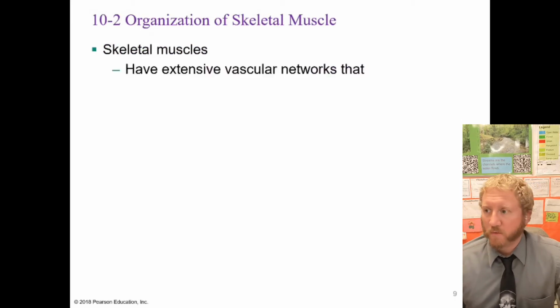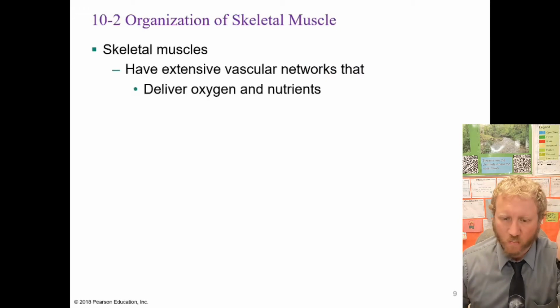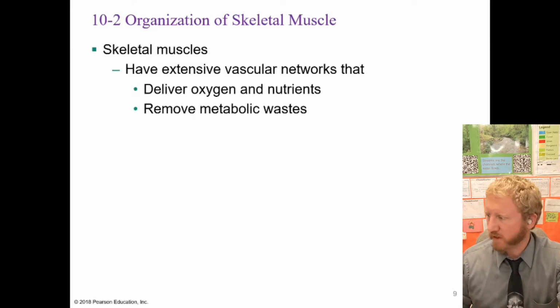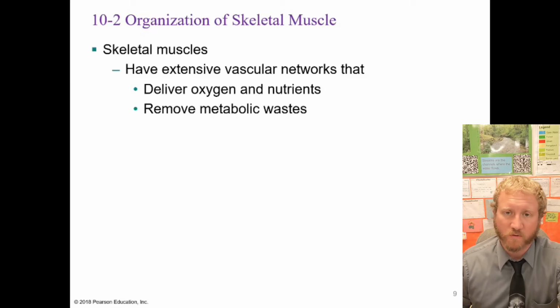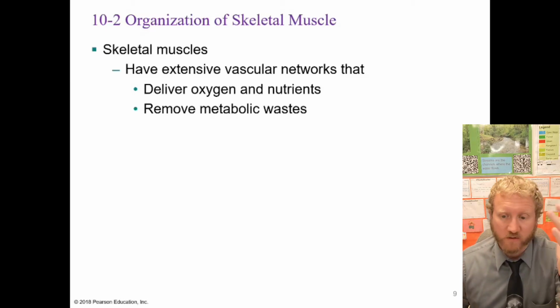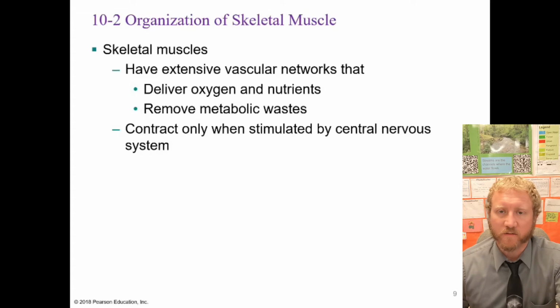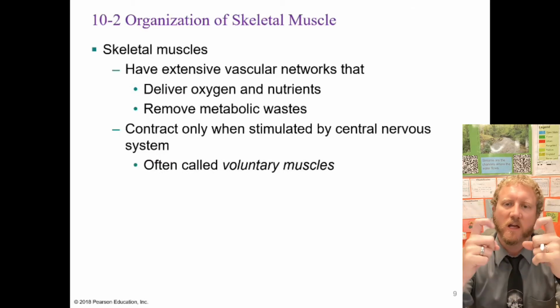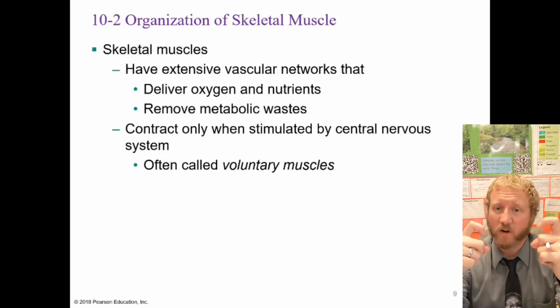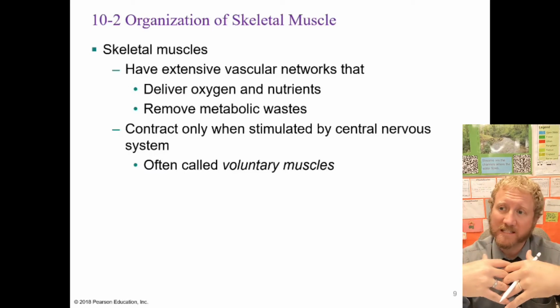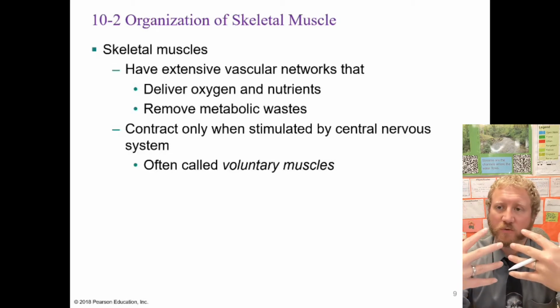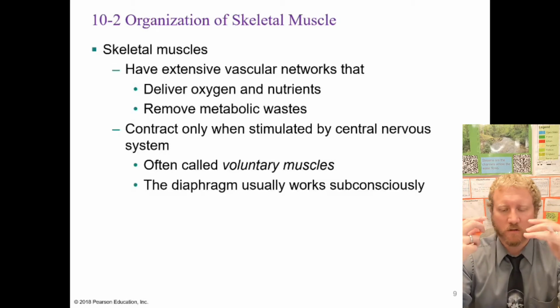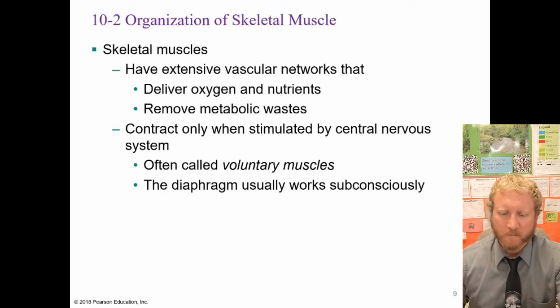Skeletal muscles have a number of different structural characteristics. One is a vascular network that brings oxygen and nutrients and also removes metabolic waste, because these tissues are very, very active tissues. They also contract only when stimulated by the central nervous system, so that means we call these voluntary muscles. Like I'm moving my fingers right now, I'm doing it voluntarily. Your heart is involuntary. That muscle tissue, you don't consciously control it, which is good, because then you would forget to make your heart beat.